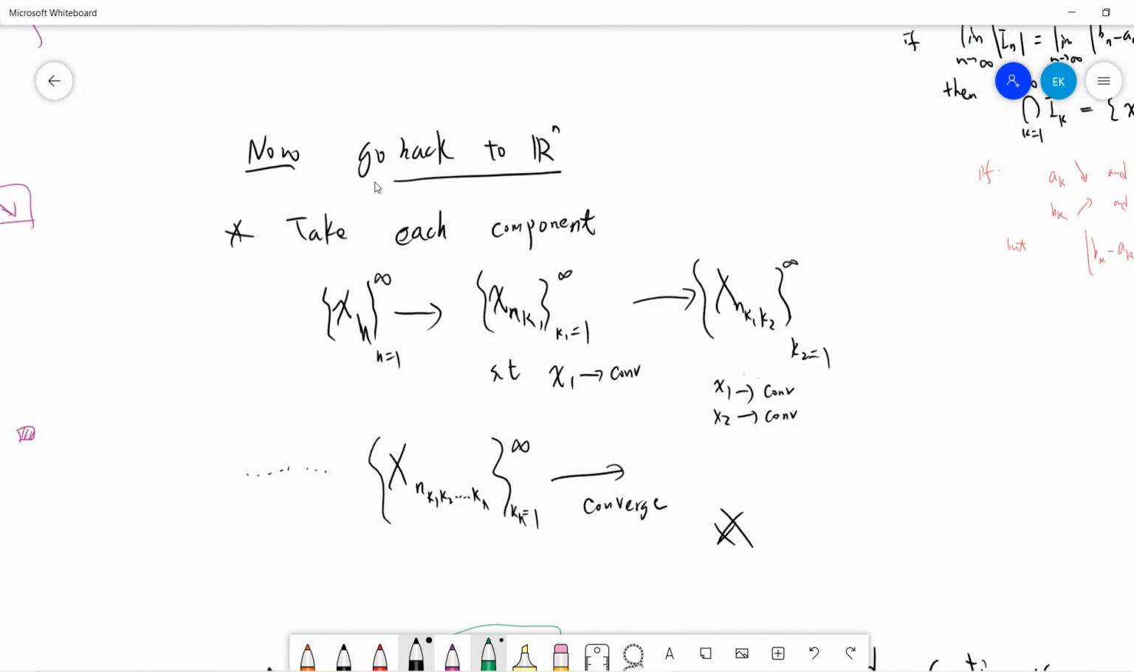Now we go back to R^n, which is also trivial. You can take each component. Somebody gives you the original sequence, and you pick a subsequence in which the first component converges. You first forget about all the rest, and focus on a subsequence where the first component converges. Then you take a subsequence of that subsequence such that the second component converges. Then a subsequence of a subsequence of a subsequence, and finally you pick a subsequence where all the coordinates converge. By definition, convergence of a sequence in R^n means that each component converges. Okay, so the proof is done.